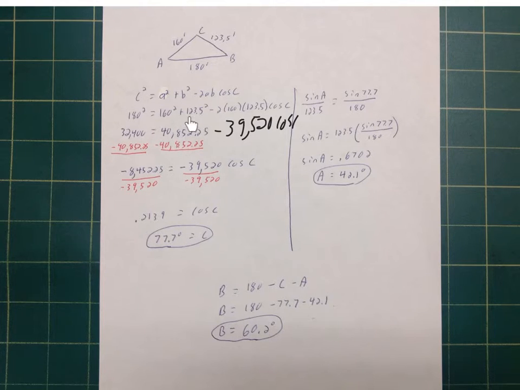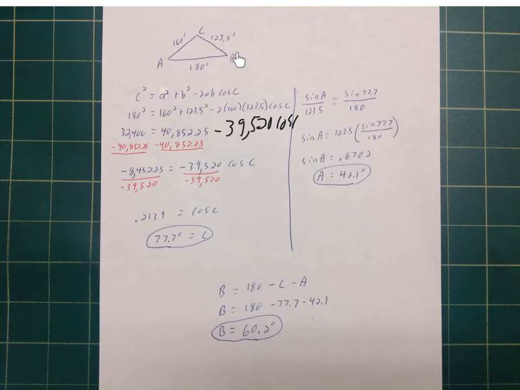So I only used the law of cosines once. Then I switched to using law of sines. It's a little easier. So I decided to find this angle here. So sine of A over 123.5 would equal sine of 77.7, which I just found, over 180. Multiply each side by 123.5. Put this in the calculator. It comes out to 0.6702. Take the inverse sine of that, and I get 42.1 for angle A.